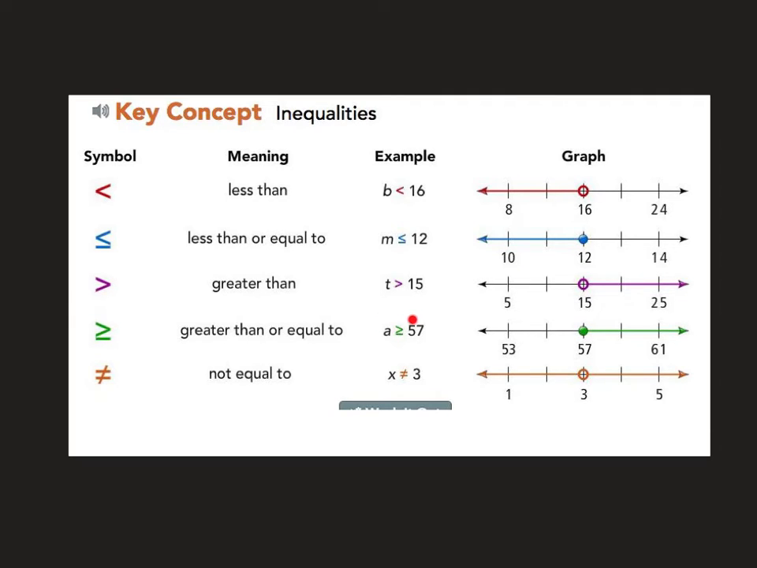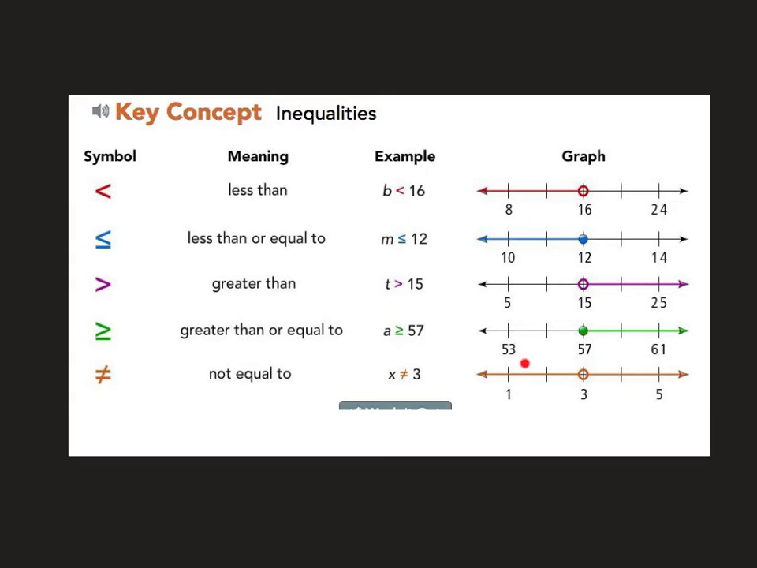A is greater than or equal to 57. Again, starts at 57, goes to the right, so greater than, and then the circle at 57, where it starts, is filled in, it's closed, so therefore 57 is a possible answer or a possible solution.